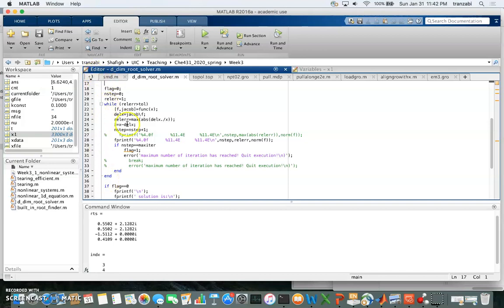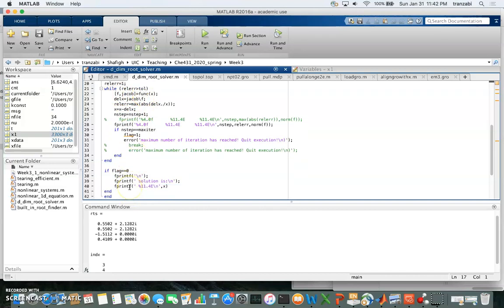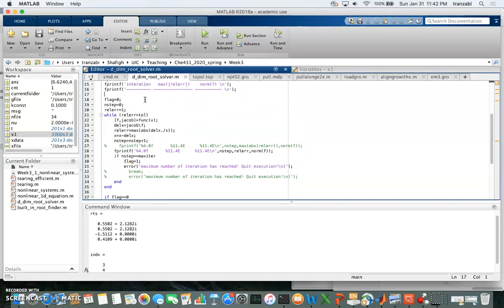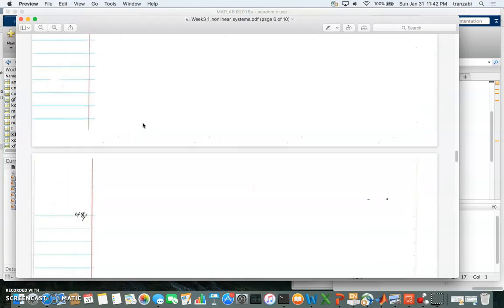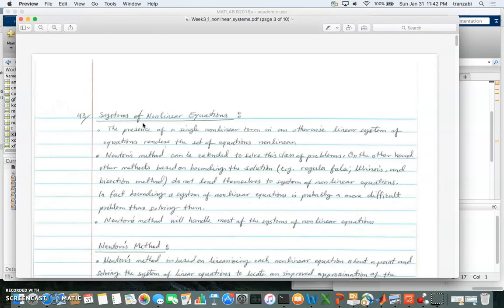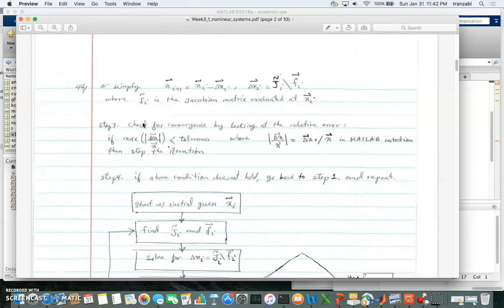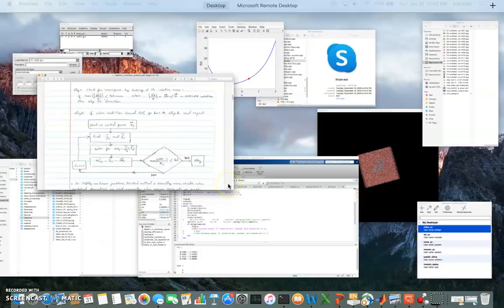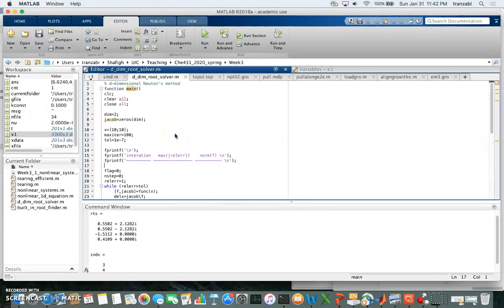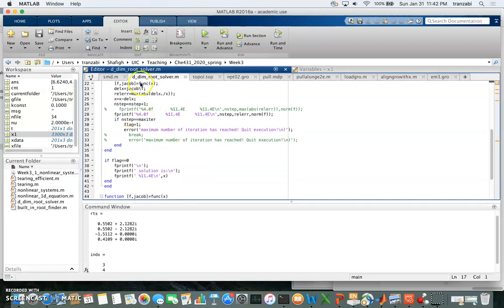Okay, so we have a while loop, and we have to iterate as long as the relative error is bigger than tolerance. In every iteration, we're going to find the Jacobian and f by calling this func that we saw before. And I'm going to find my delta x, which is Jacobian \ f, exactly like the equations I had up here. Delta x is equal to Jacobian \ f. And that's what I have here.